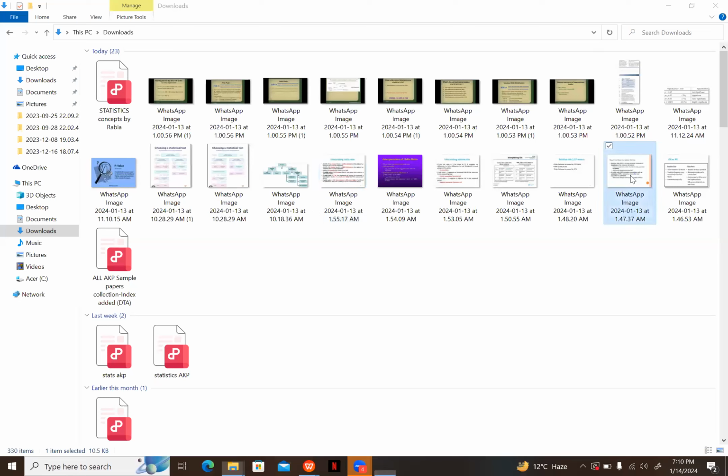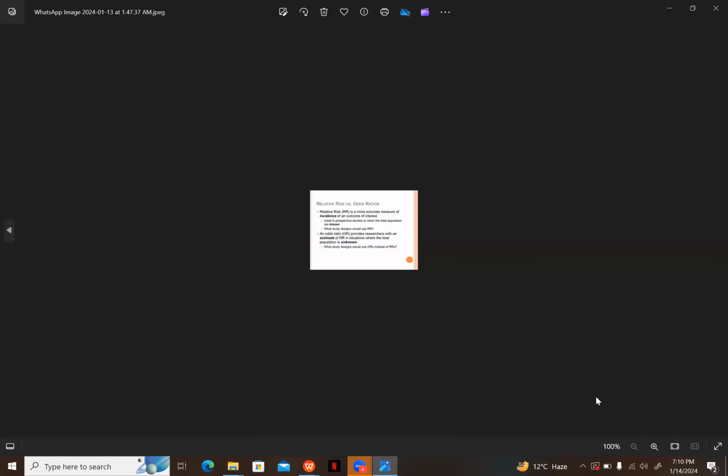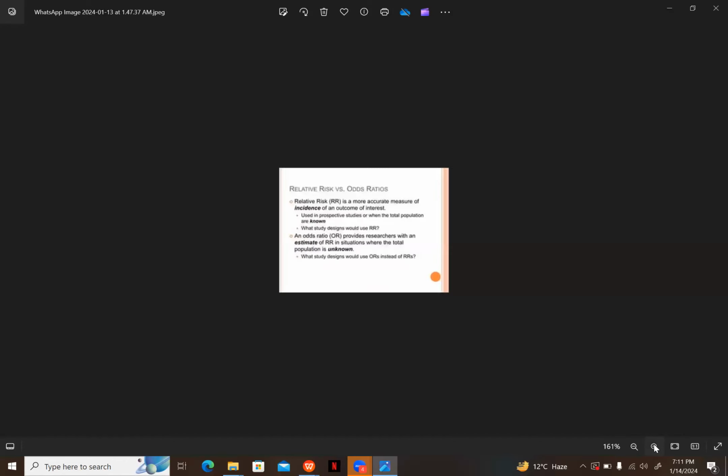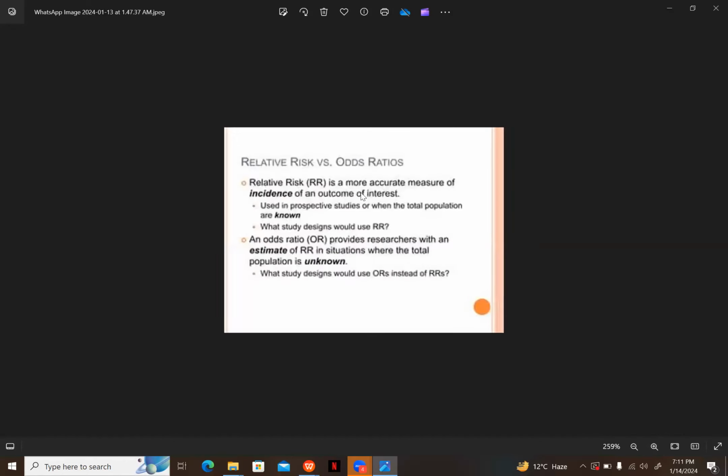Okay, what else? Relative risk versus the odds ratio. Relative risk is a more accurate measure of the incidence of an outcome, okay? And odds ratio provides researchers with an estimate of relative risk in situations where the total population is unknown. If you are getting this concept, okay.